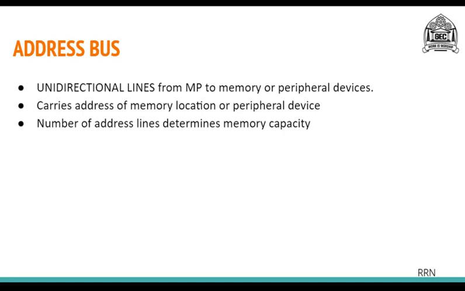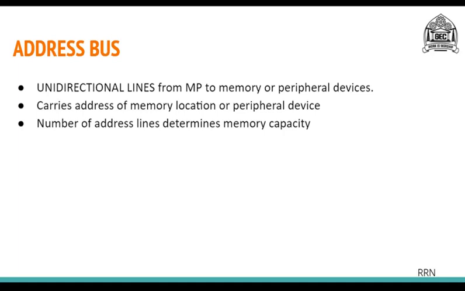Address bus carries the address of the memory location or the peripheral device, and since it carries addresses of the memory location and peripheral devices, it is known as an address bus. Now the number of address lines, or the size of the address bus, determines the memory capacity and IO capacity, that is input output capacity, of your microprocessor.